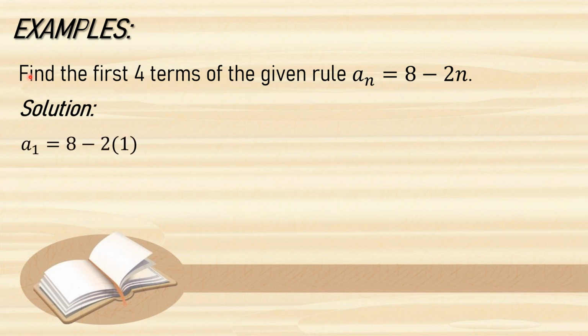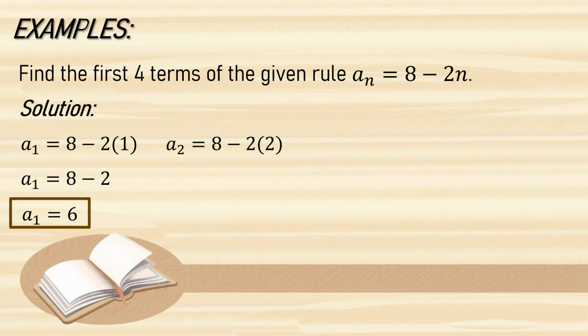So, a sub 1 is equal to 8 minus 2 times 1. Again, kapag magkatabi ang constant at variable or number at letter, that is multiplication. So, i-multiply muna natin ang 2 at 1 bago natin ima-minus sa 8. So, i-bring down lang natin yung 8 minus. So, magiging 8 minus, and then 2 times 1 is 2. And then the value of a sub 1 is 6.